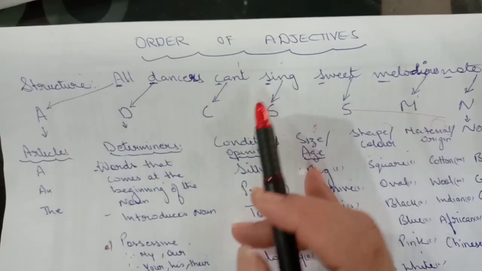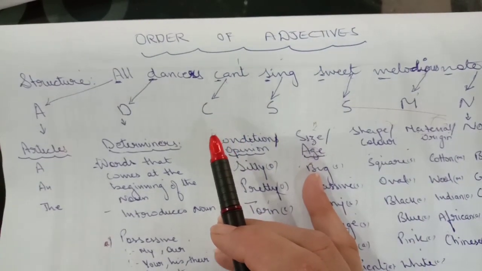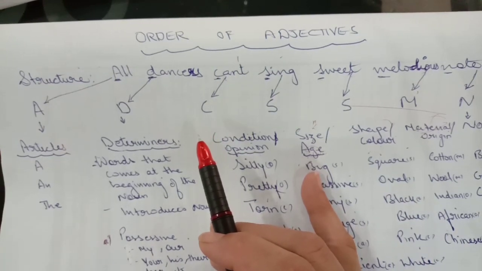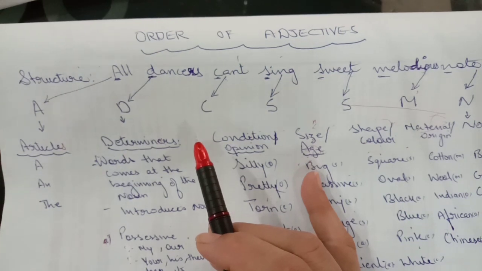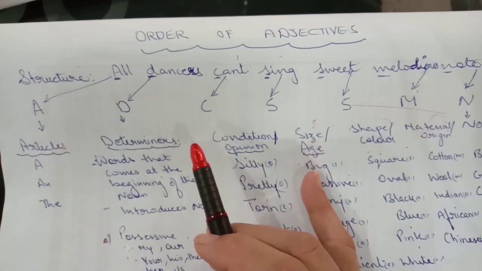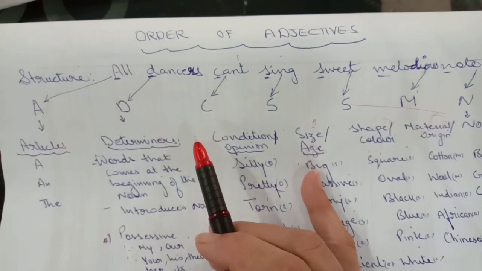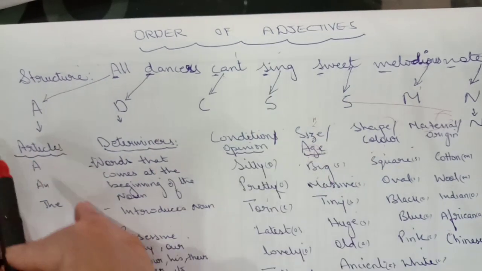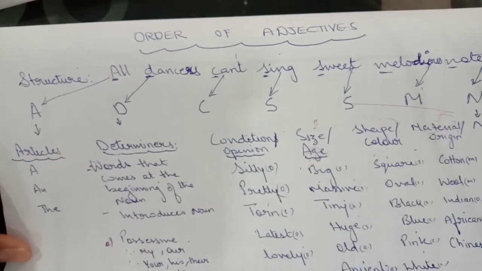Order of adjectives. What are adjectives? Adjectives are the words which add more meaning to a noun. Which adds more meaning to a noun is known as an adjective. So when you are describing a noun, you should use a proper order of adjectives. There should be a proper sequence. And this is the proper sequence to describe a noun.